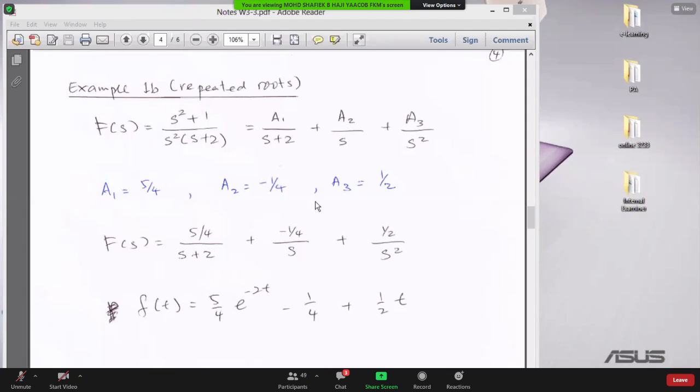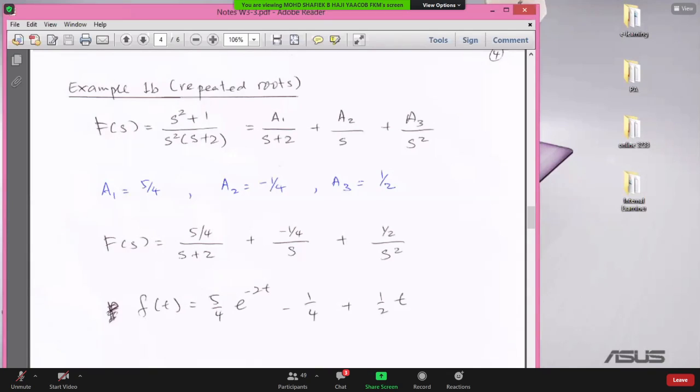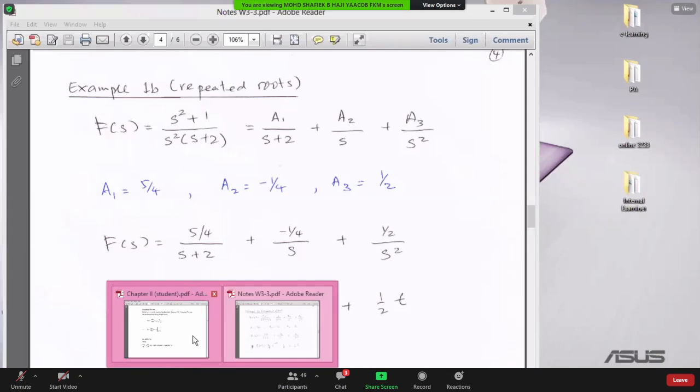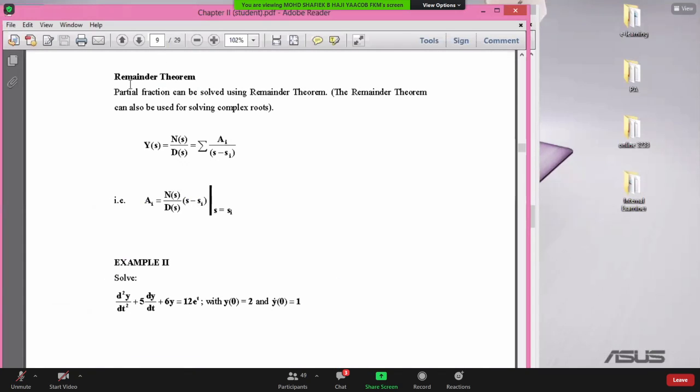But the last time we were talking about an easier way. How can we find these coefficients a1, a2, and a3 the easier way? It is called the residue method. Sometimes I call it the remainder. Some people call it the remainder. So I call it the residue method. So this is the remainder theorem. A partial fraction can be solved using the remainder theorem.